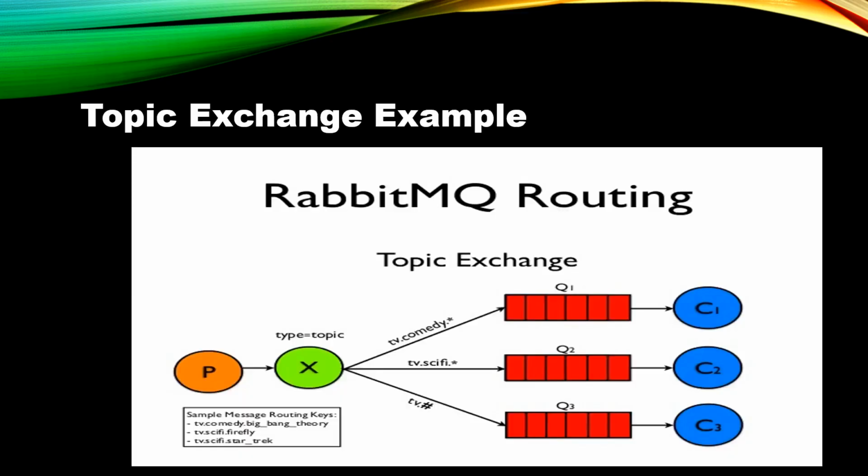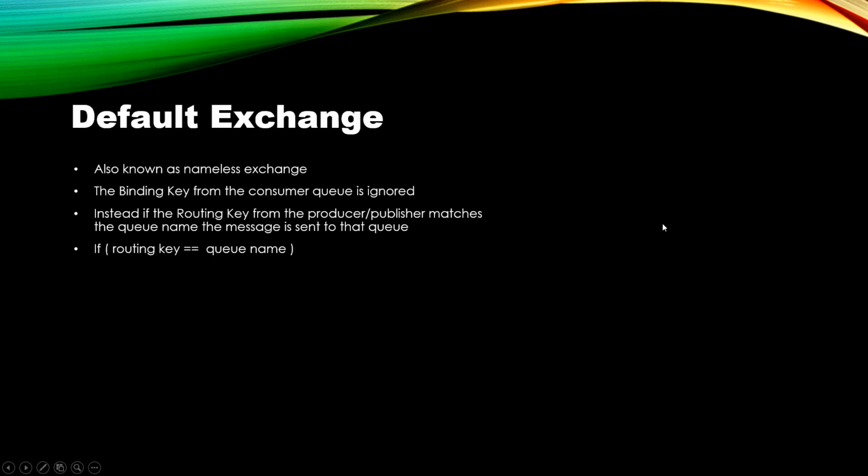Going into the topic exchange for the diagram here, you can see that the producer will send a message to the exchange just like normal, and if the message we wanted to send had tv.pound, you can see right here, then the message would get sent to all 3 of these consumers, which is very useful because then each of these consumers can take that.